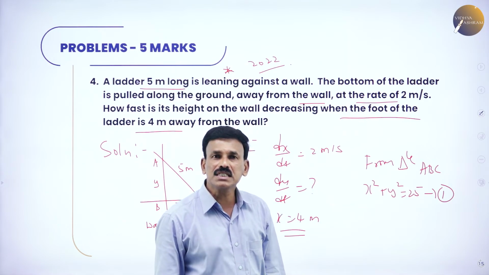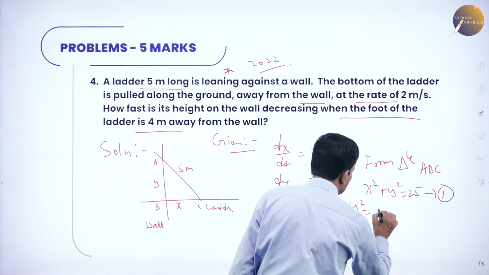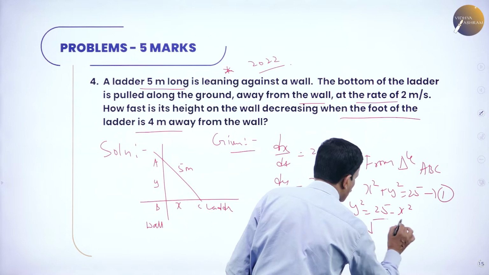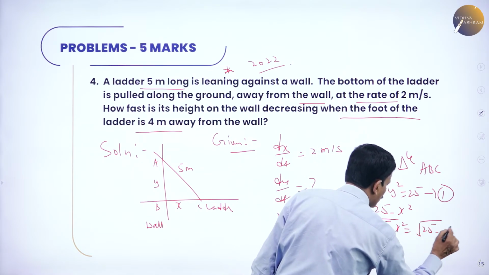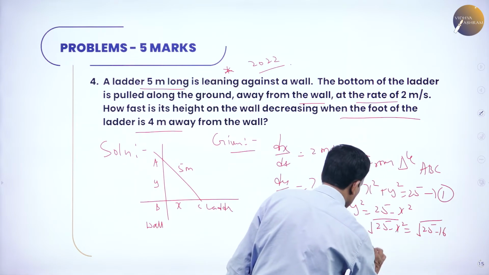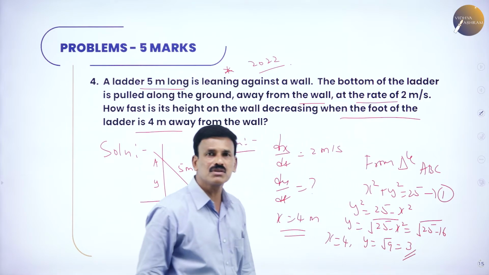Now since x is equal to 4, just find out the value of y. y square is equal to 25 minus x square. So y is equal to root of 25 minus x square, that is 25 minus, what is x? x is equal to 4. 4 square is 16. y is equal to root 9. Square root of 9 is 3. That's it. y is equal to 3.